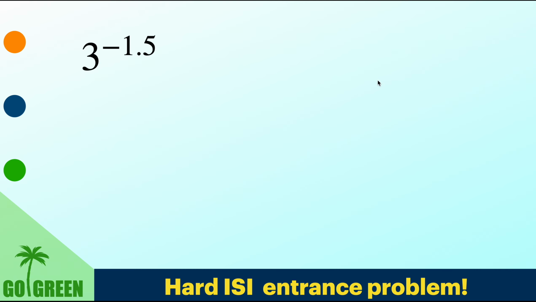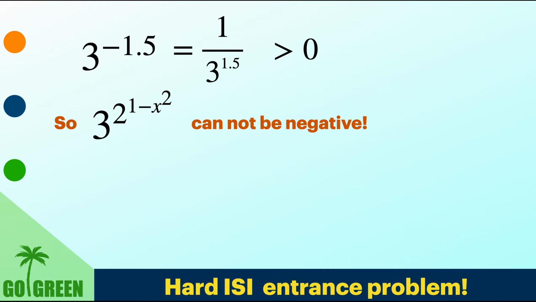If you want to see what happens when the power is negative, for example I have taken 3 to the power minus 1.5, a negative exponent, and this expression can equivalently be written as 1 over 3 to the power 1.5. Now you believe that 3 to the power 1.5 is positive, therefore 1 by a positive number is again positive. That's all. So 3^(2^(1 - x²)) cannot be negative. So we have seen so far that this expression does take the values 3 and 9, and it cannot be negative.